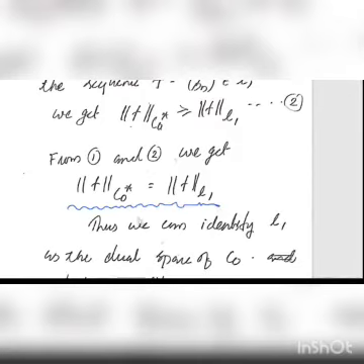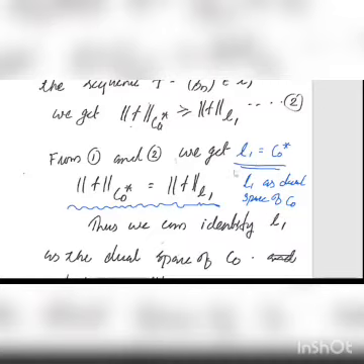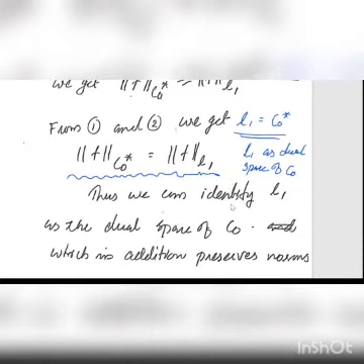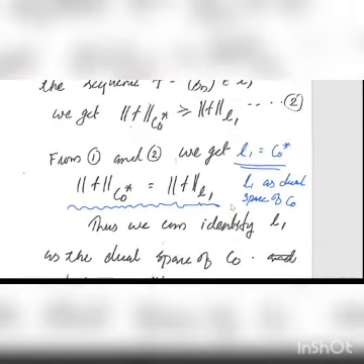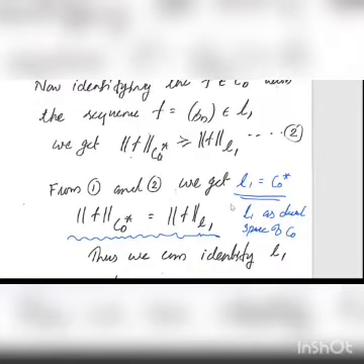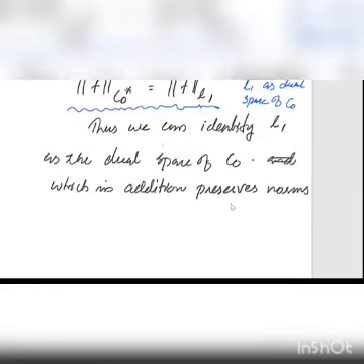Thus we can identify L1 as the dual space of C naught. So we are having here L1 as dual space of C naught. That is L1 is equal to C naught star. Okay. So we have got L1 is equal to C naught star, which is addition preserves norm. Okay. So this norm preserves addition.